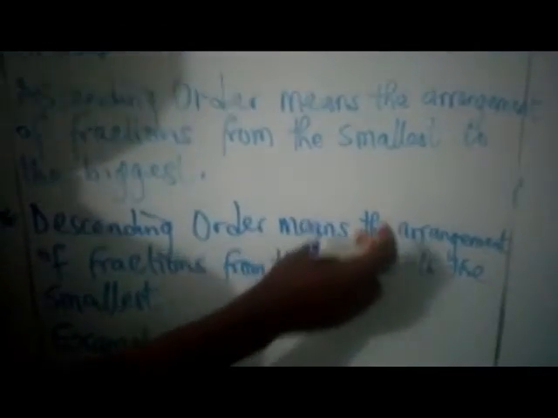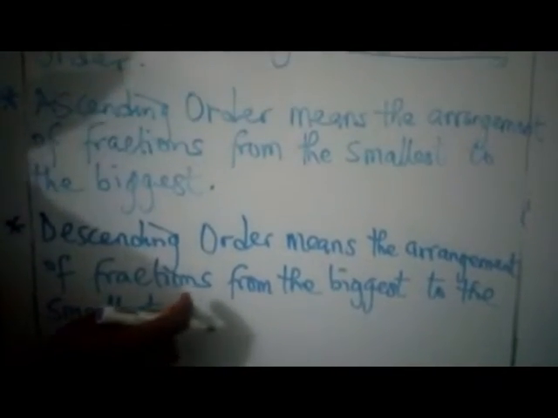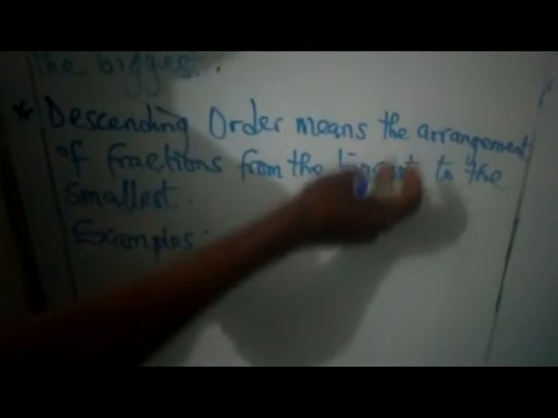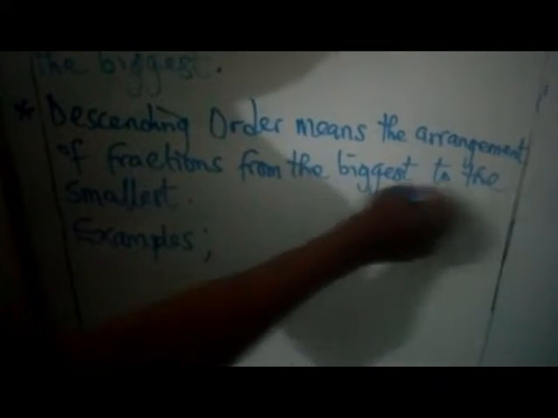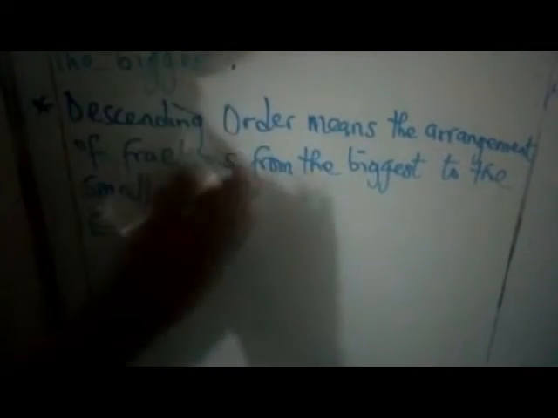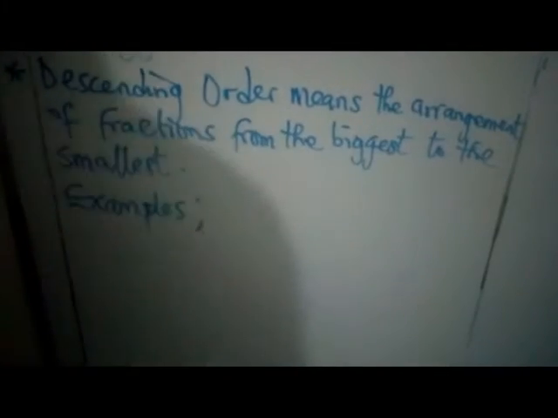Look at descending order. Descending order means the arrangement of fractions from the biggest. Descending order is the opposite of ascending order. You can see, from the biggest to the smallest. When you hear descending order, you should arrange numbers or fractions from the biggest to the smallest.